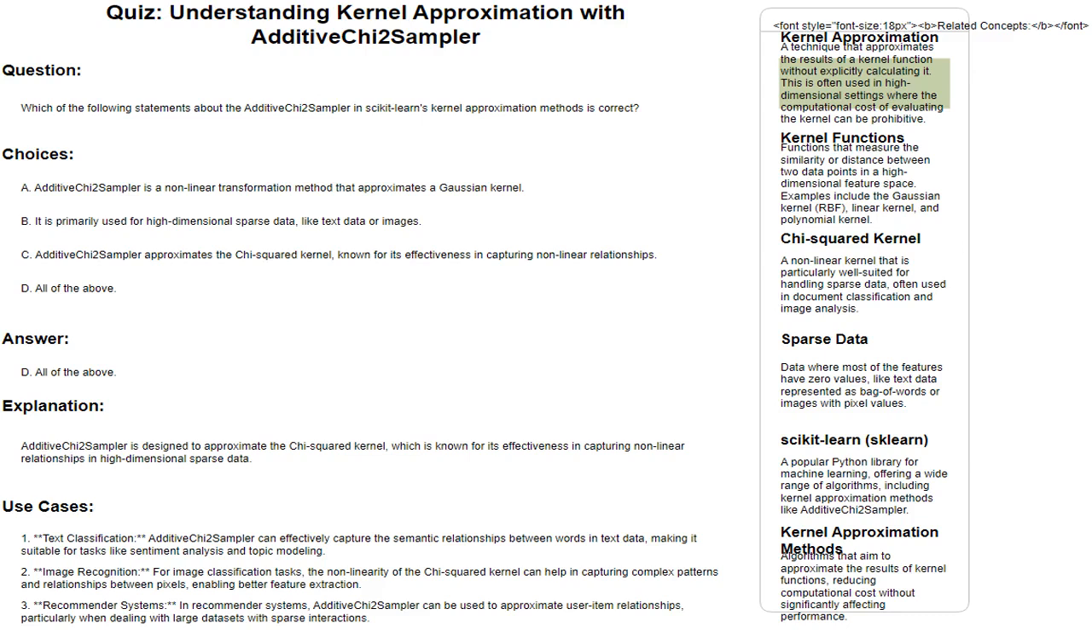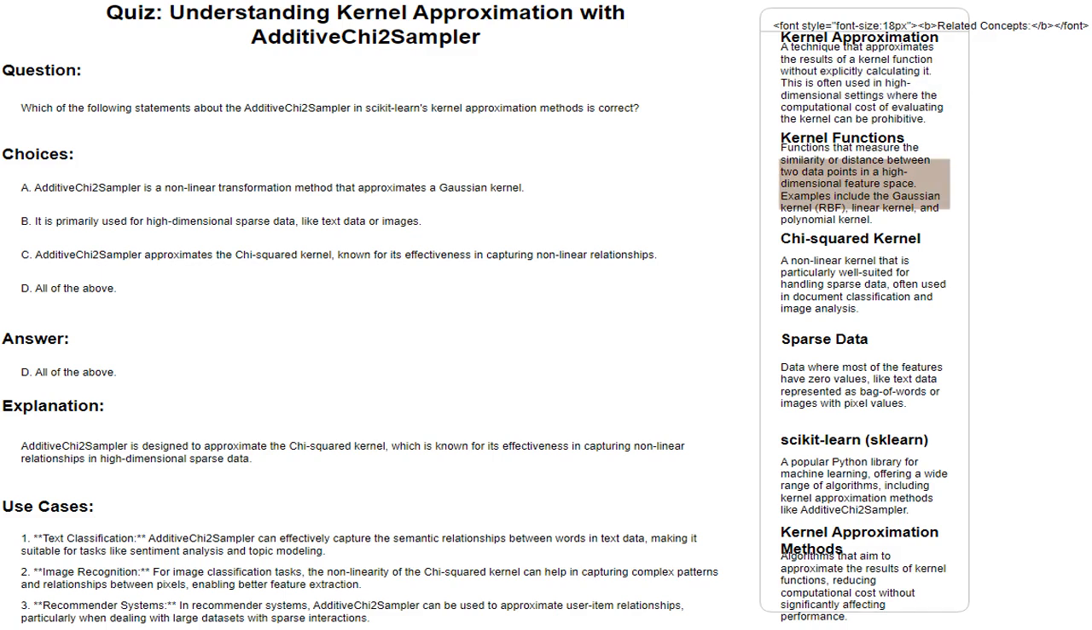Kernel approximation: a technique that approximates the results of a kernel function without explicitly calculating it. This is often used in high-dimensional settings where the computational cost of evaluating a kernel can be prohibitive. In large-scale machine learning tasks involving high-dimensional data, like image recognition or natural language processing, kernel approximation methods are crucial for reducing the computational overhead while maintaining accuracy.